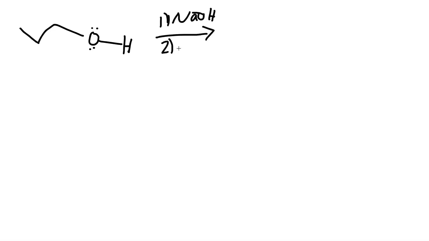So now let's do the mechanism. Let's start with this, an alcohol. It's reacting with NaOH, and we have a second reagent, a carbon with a chlorine. Okay, so it's primary, so it has to work.